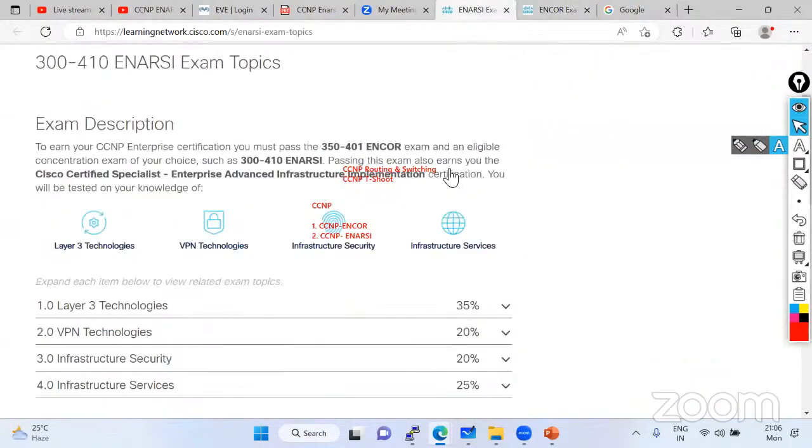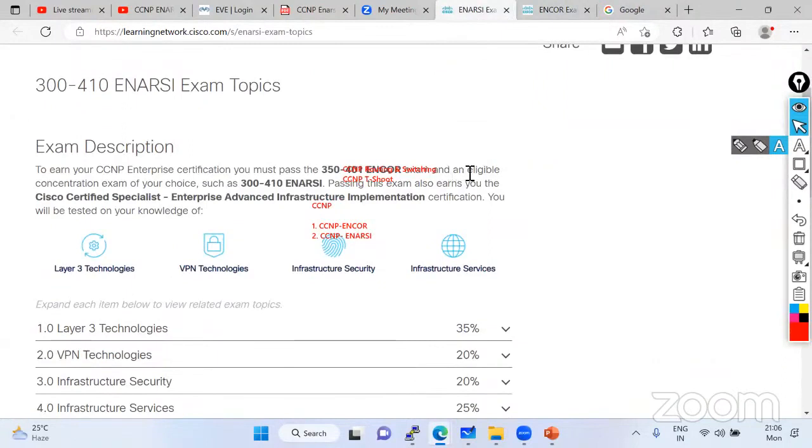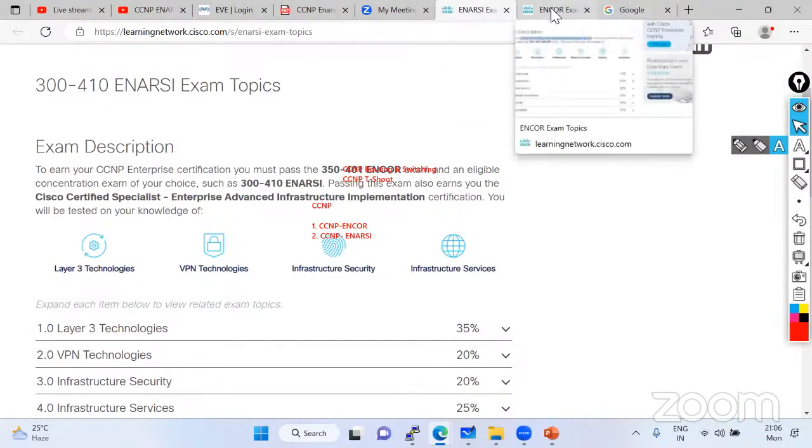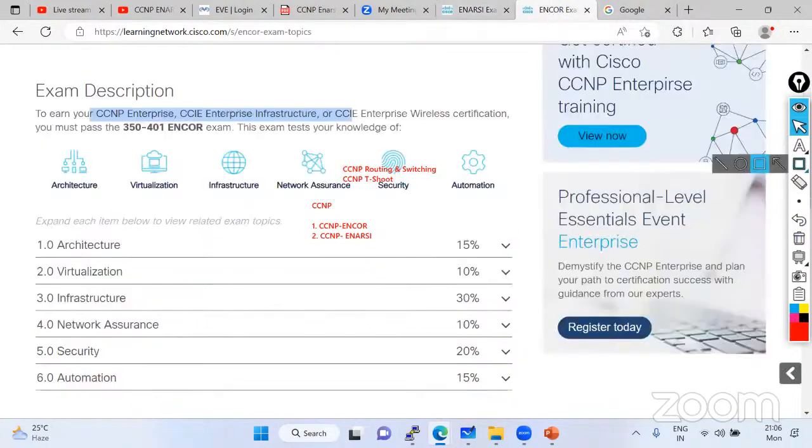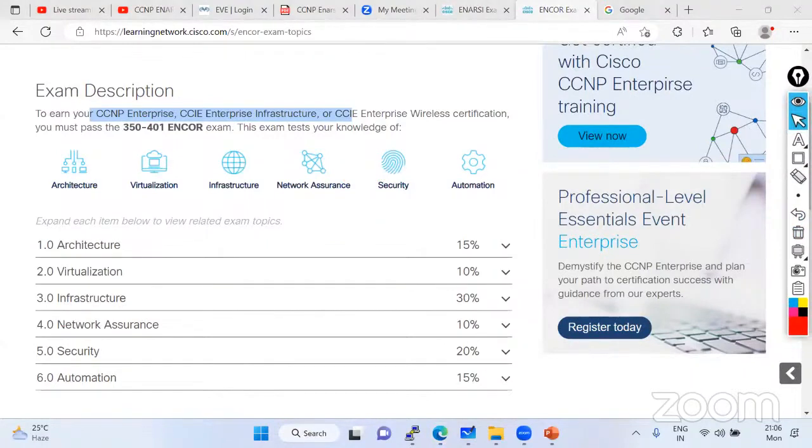Similarly, we have CCNP ENARSI. CCNP ENARSI is more about routing, while CCNP ENCOR is more about everything. It's like the Bible of networking, I can say. Trust me, because CCNP ENCOR is one of the syllabi Cisco has designed.